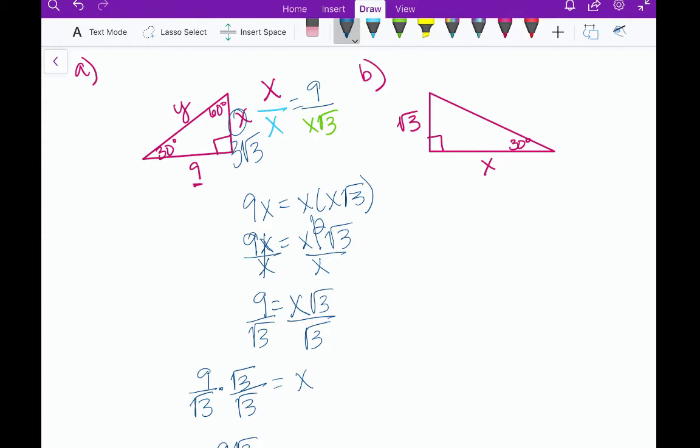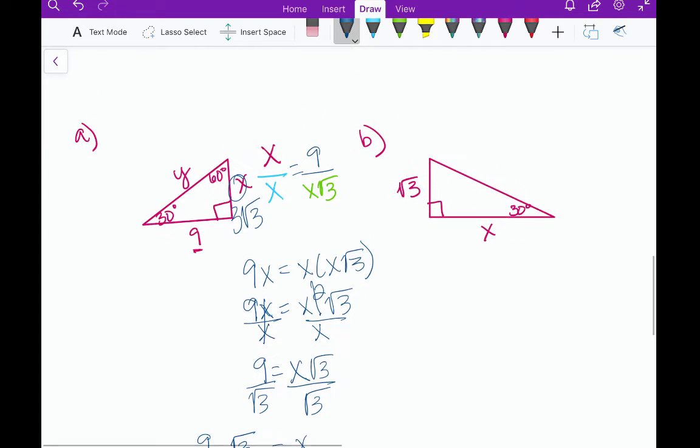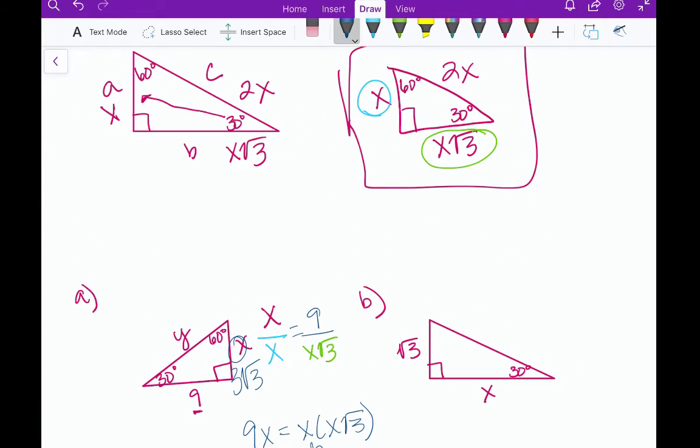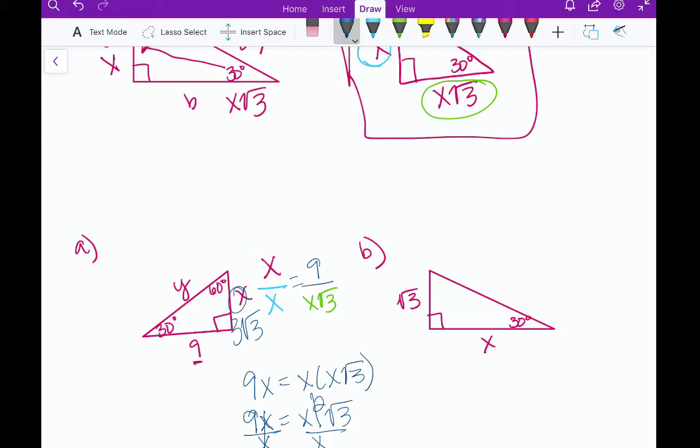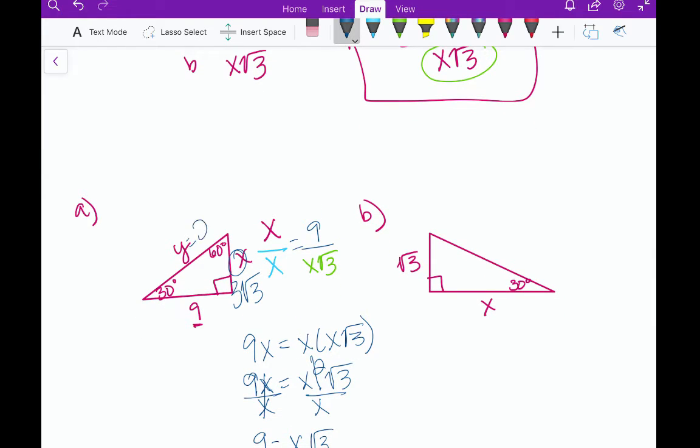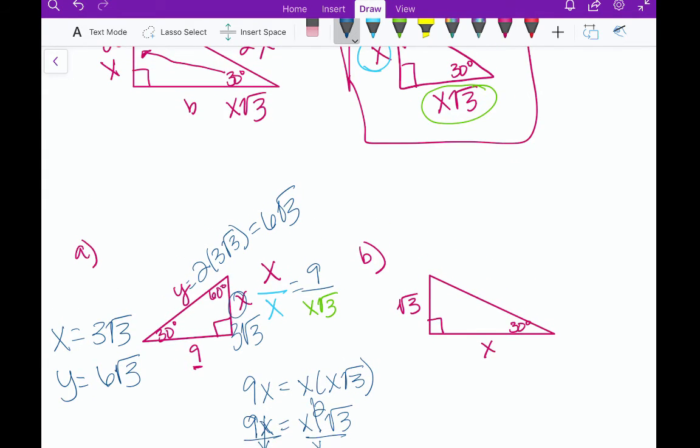So now we need to solve for y. y is the hypotenuse, which is going to be 2 times whatever the side opposite the 30-degree angle is. The side opposite the 30-degree angle is x, which is 3 square root of 3. So y is going to equal 2 times 3 square root of 3, which is 6 square root of 3. So just to clarify here, x equals 3 square root of 3, and y equals 6 square root of 3. So we used a proportion to solve this.